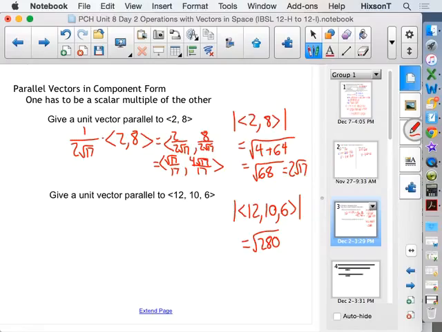And we're going to leave it in radical form. That would be 2 root 70. And 70 is 2 times 5 times 7, so that doesn't simplify at all. So then we do the same process here. 1 over 2 root 70. We're just multiplying it by a 3-dimensional vector here, 12, 10, 6.